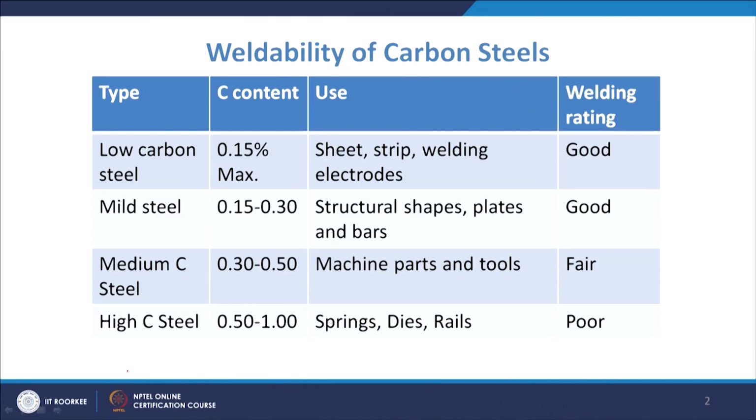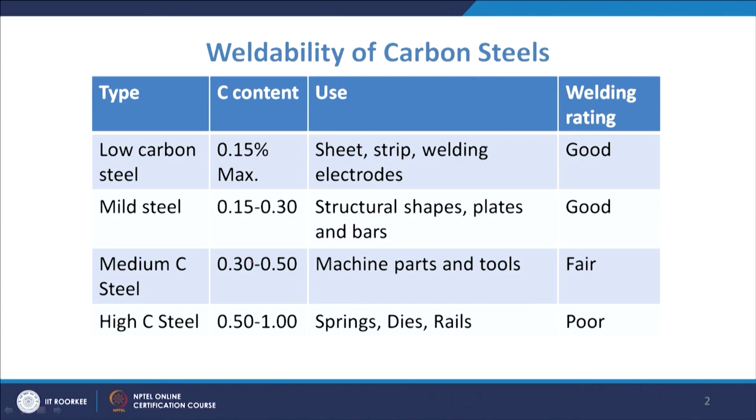Then you have mild steel. Mild steel has carbon content of 0.15 to 0.3%, and it is normally used for structural shapes, plates and bars. And in this case the welding rating that is considered is from good to excellent. So, in fact the weldability may be considered to be even better than the low carbon steel. So, we will discuss that for which conditions or for what reasons the weldability is even better, it is said to be.